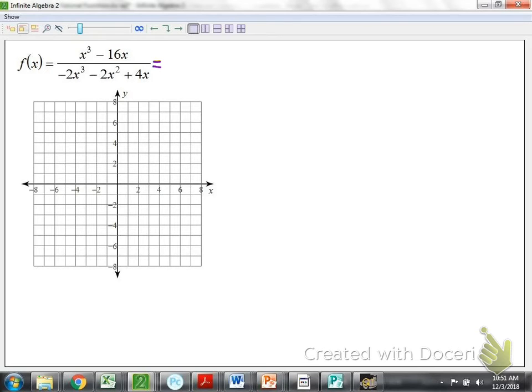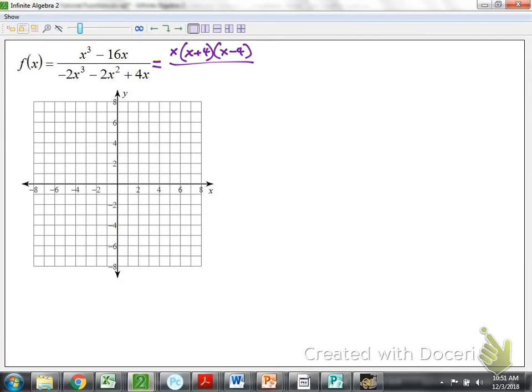X squared minus 16x. I mean x squared minus 16. X times x squared minus 16? Yeah? Factor it, when you just factor out x? Yes. Oh, I forgot. Okay, x times x squared minus 16. And then x squared minus 16 will factor as x plus 4 times x minus 4. All right.